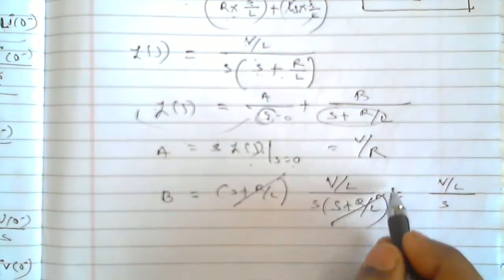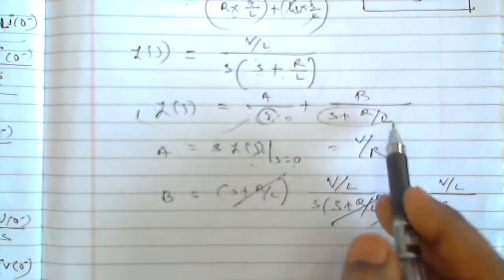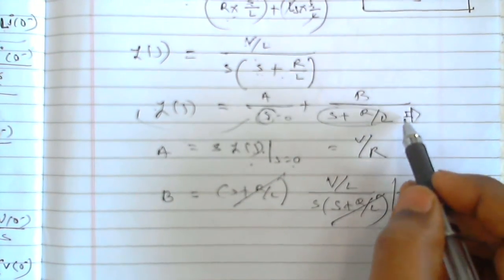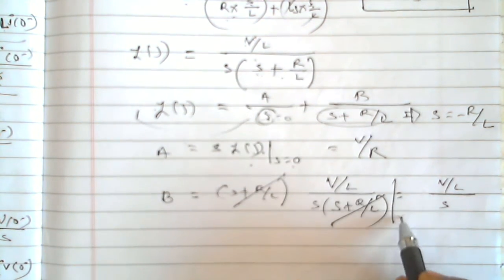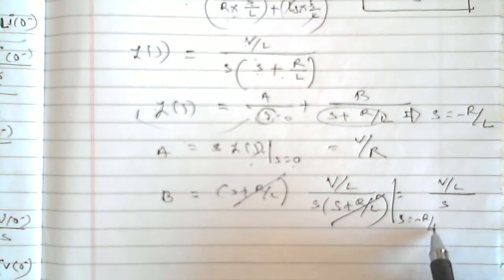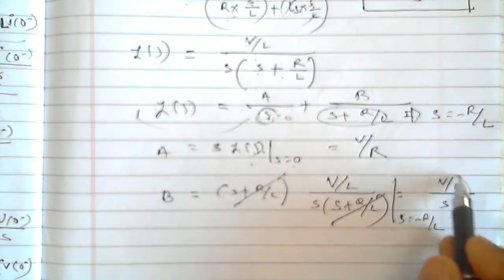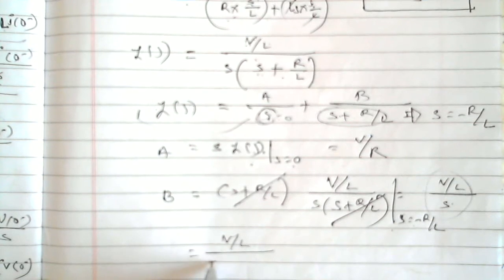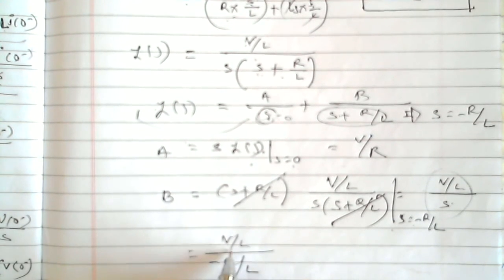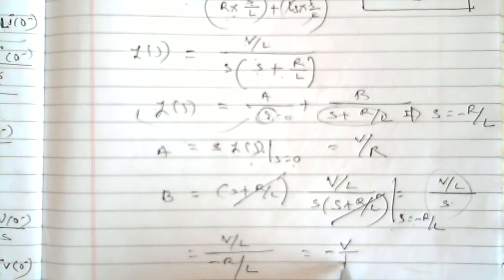Now substitute this, for what value is it equal to 0? What you will get is S equal to minus R by L, right? So we'll have to put S equal to minus R by L in this equation. In this equation I will put V by L, and instead of S I have to put minus R by L. L will get cancelled, and it will become minus V by L.